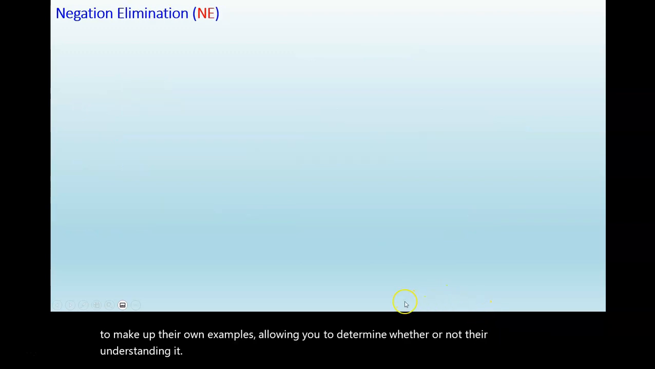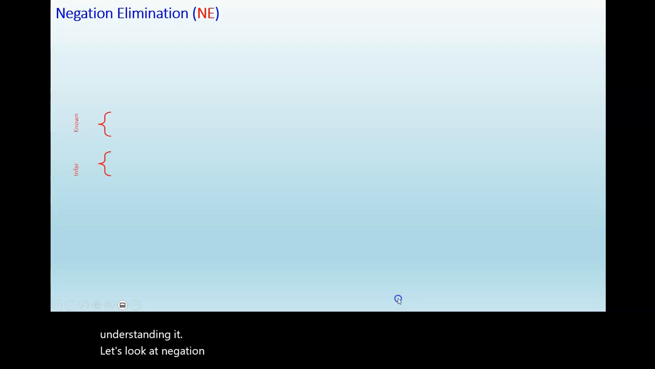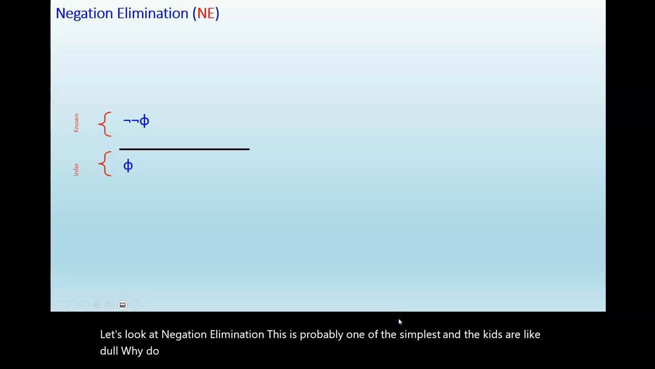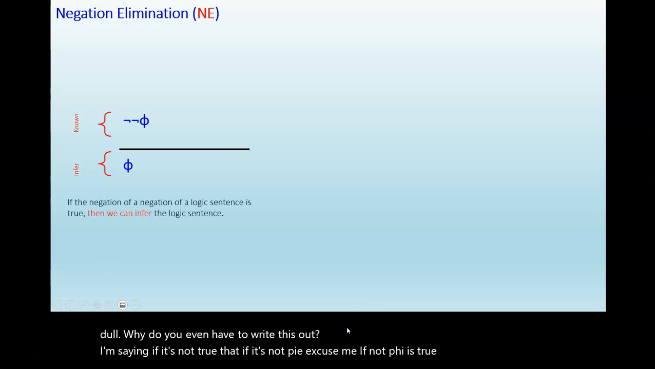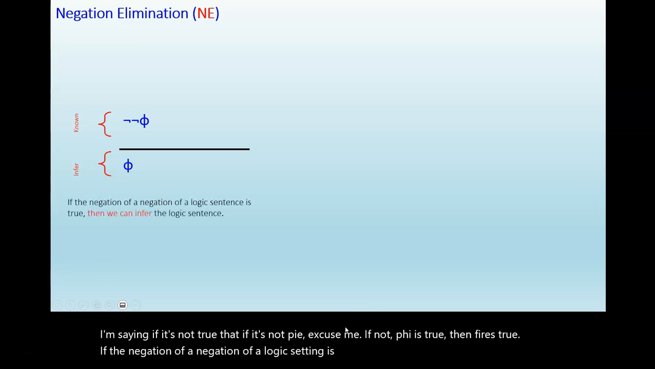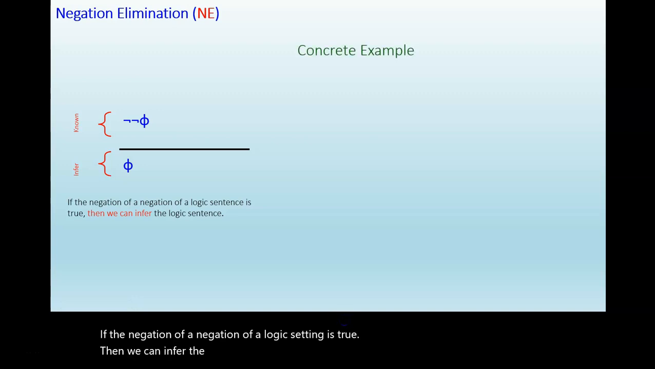Let's look at negation elimination. This is probably one of the simplest, and the kids are like, duh, why do you even have to write this out? I'm saying if it's not true that not phi is true, then phi is true. If the negation of a logic sentence is true, then we can infer the logic sentence.